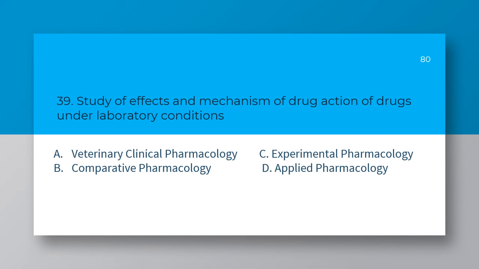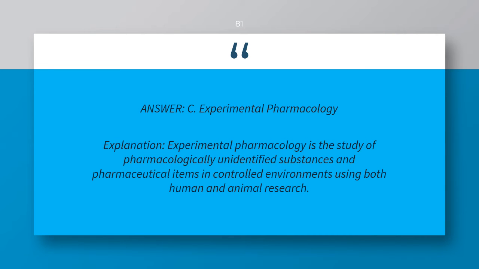Number 39. Study of effects and mechanism of drug action of drugs under laboratory conditions. Answer is C. Experimental pharmacology. Experimental pharmacology is the study of pharmacologically unidentified substances and pharmaceutical items in controlled environments using both human and animal research.